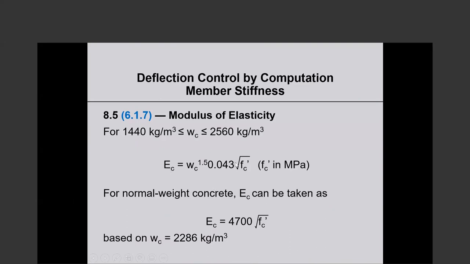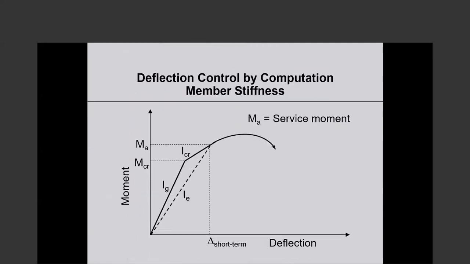In calculation of short-term deflection by ACI 318, the modulus of elasticity of concrete that you use is given by this expression. This is in metric. And for normal weight concrete, E sub c, this equation may be simplified into that equation. So these are not two different equations. This is the equation, a simplified version of that equation is this, and the simplified equation may be used for normal weight concrete.